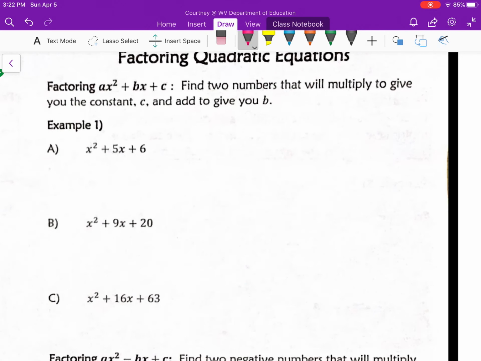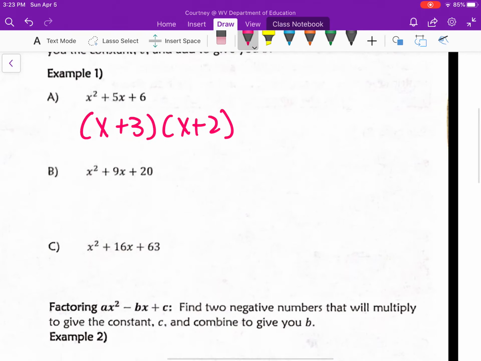So let's try these two examples. We just did this one. We said it was x plus 3 and x plus 2. Okay, now let's do the next one. We start with x and x.